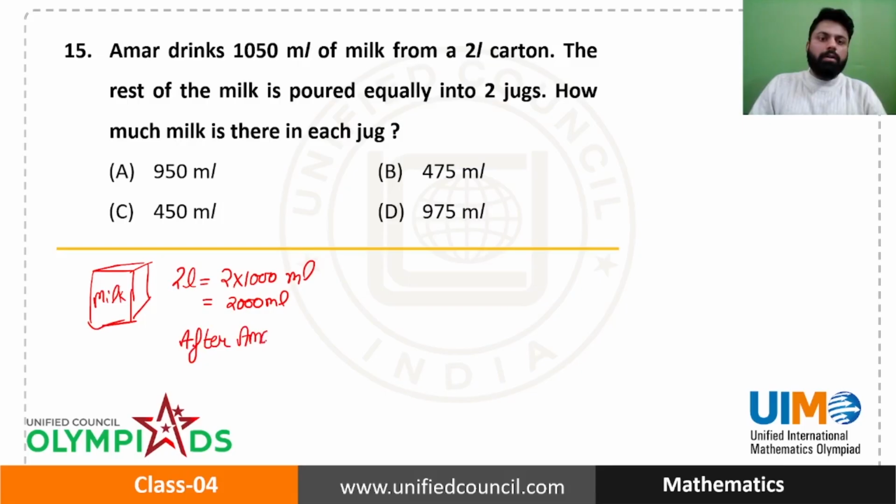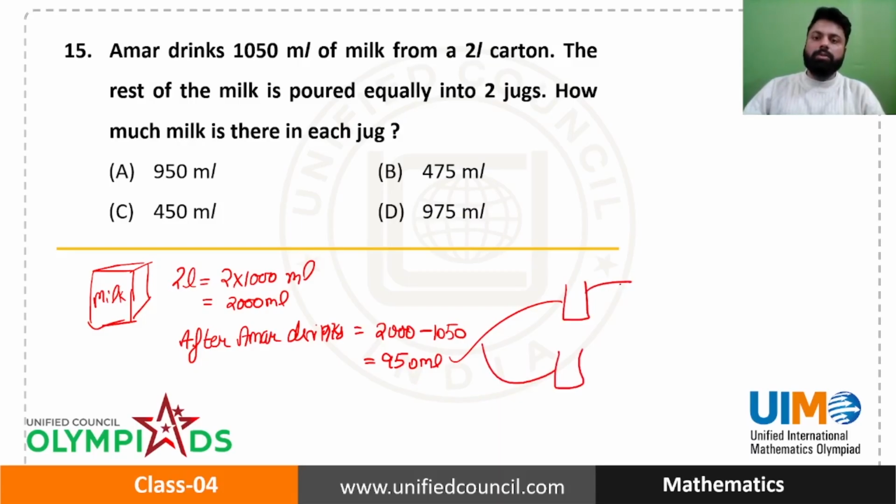After Amar drinks, the quantity left is 2000 minus 1050, that is equal to 950 ml. Now this part is divided into 2 jugs. So the capacity of one jug, or basically the amount of milk in each jug, is 950 divided by 2, that is equal to 475 ml. B option is the correct answer.